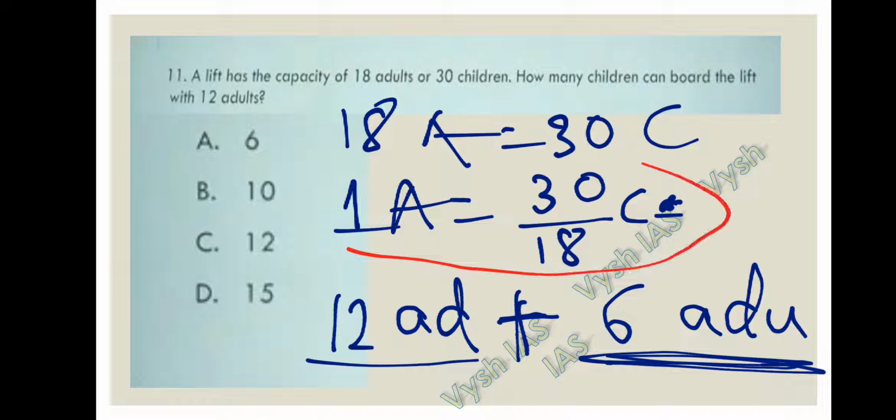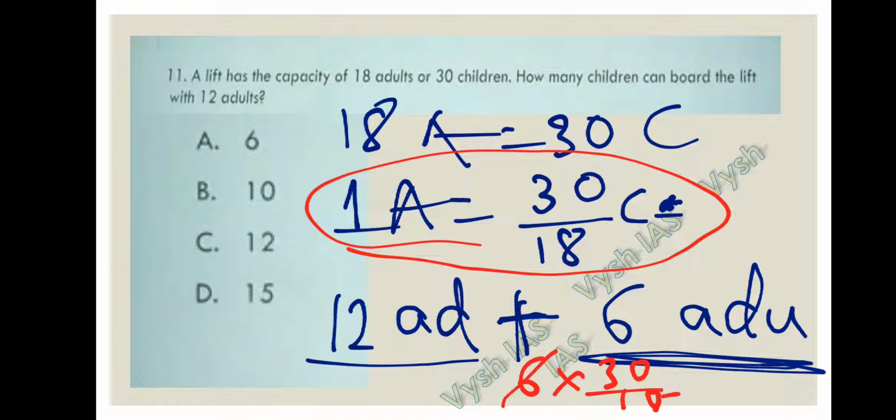So for one adult, 30 by 18 children. So for 6 adults, 6 into 30 by 18. If you solve this, 6 3s are 18, 3 10s. So 10 more children can fit in the lift. So the 11th question answer is B. This is a very easy question. You can solve it in a few seconds.